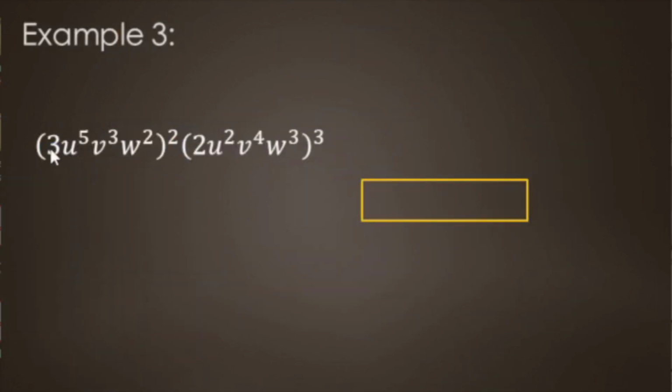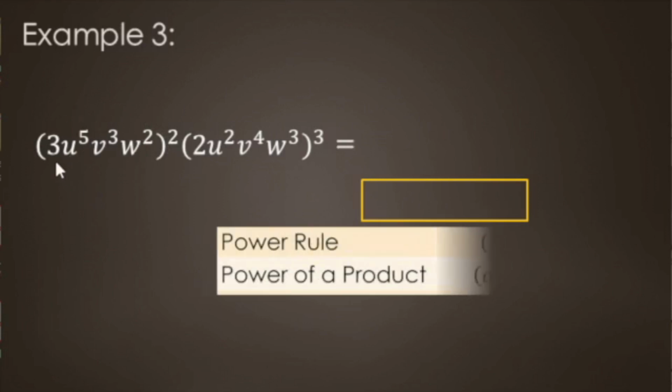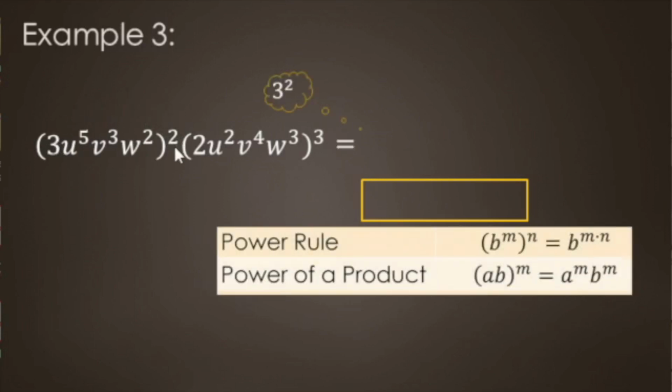So here we go with (3u^5 v^3 w^2)^2 times (2u^2 v^4 w^3)^3. So we'll start out with this parenthesis here. We're going to do the 3 to the second power. That's going to make a 9 there.